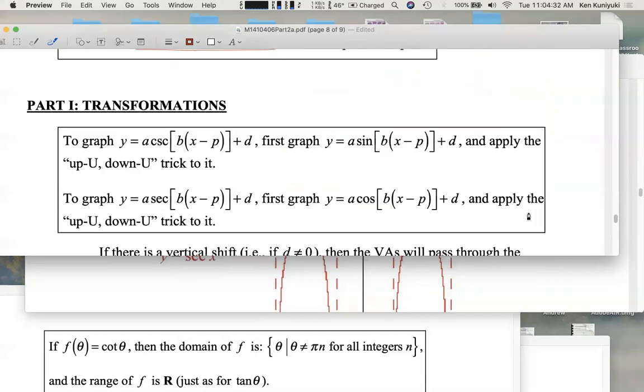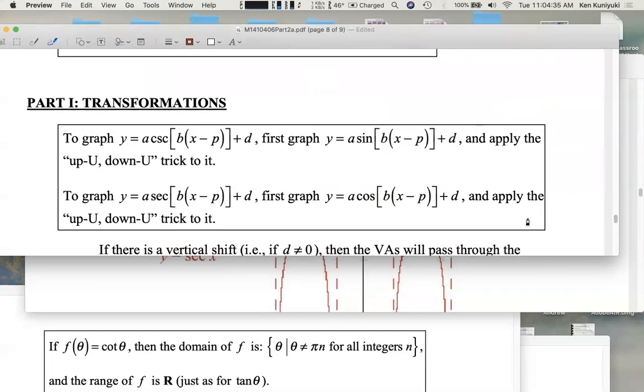All right. Next up, we're going to transform these functions and these graphs next time.